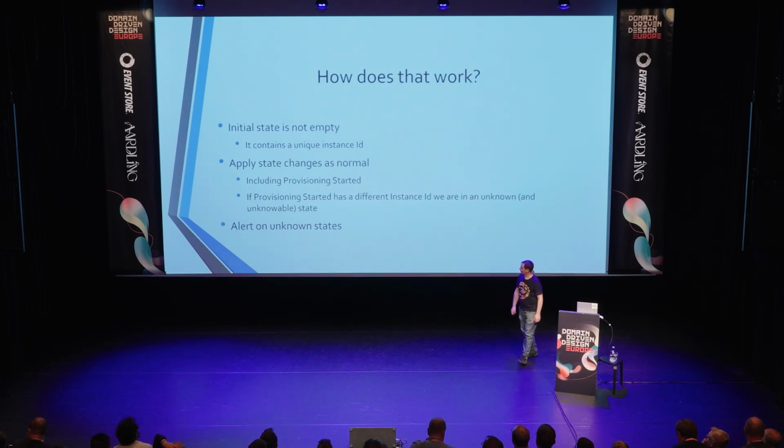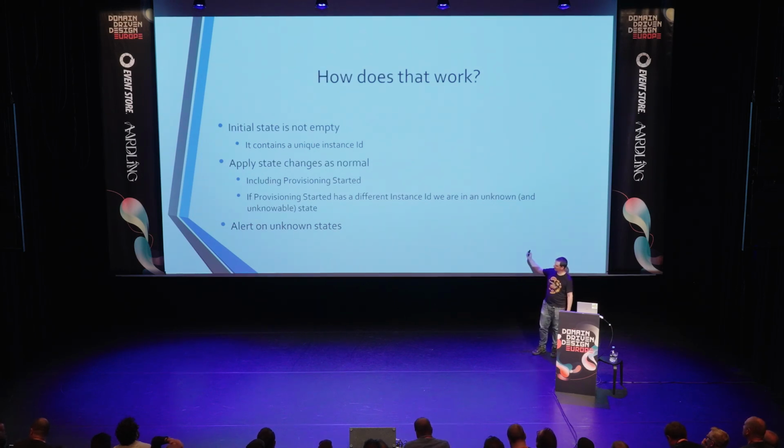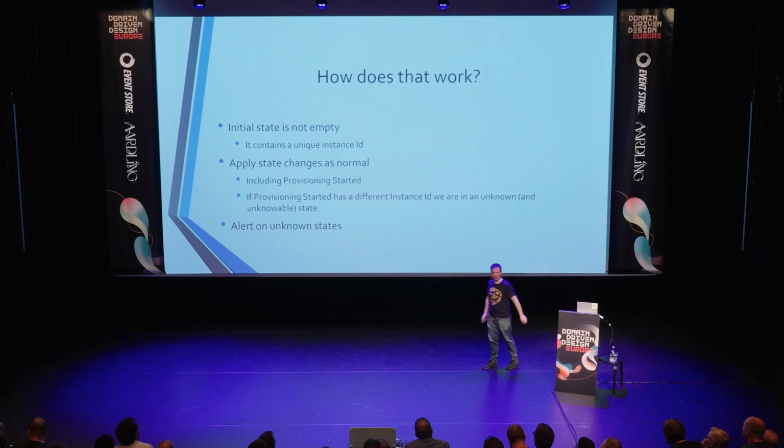We apply the state change as normal, including provisioning started. If provisioning started has a different instance ID to the one we're at, unknown. Then we can alert on unknown states. Great. Now we've got failure detection. We only call the API once ever. Nobody gets bills that they weren't expecting, and we can call for help when we need it.